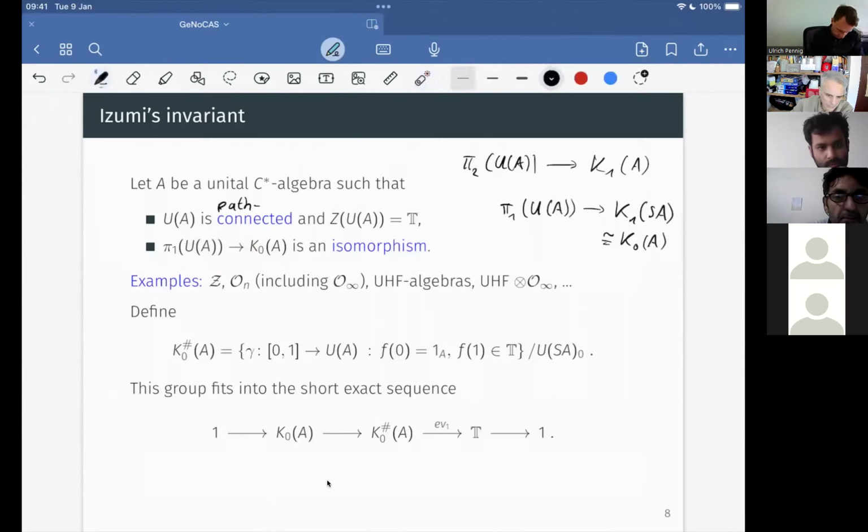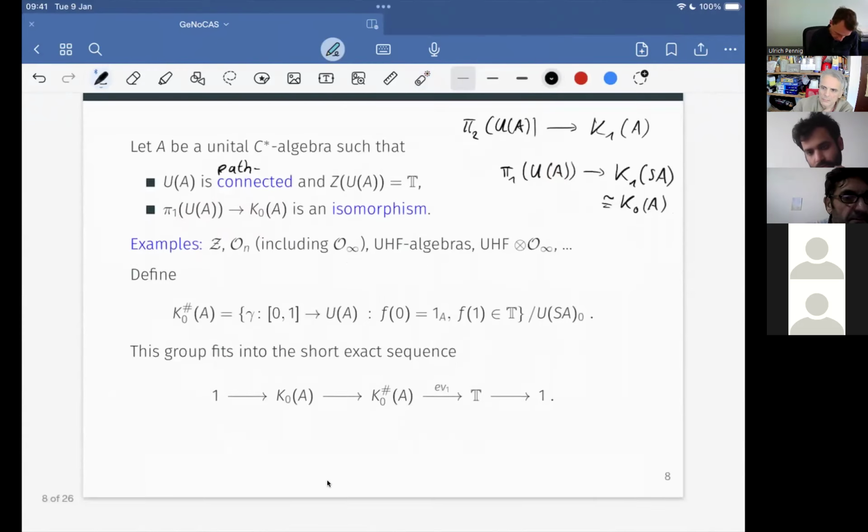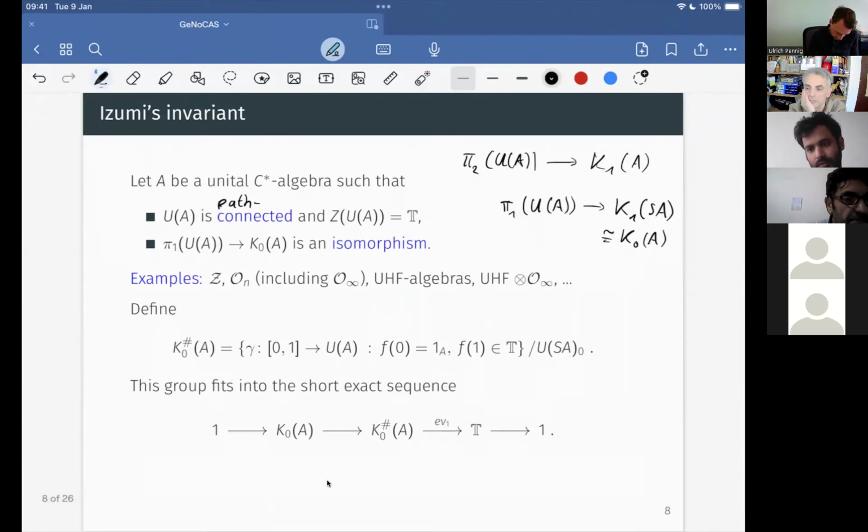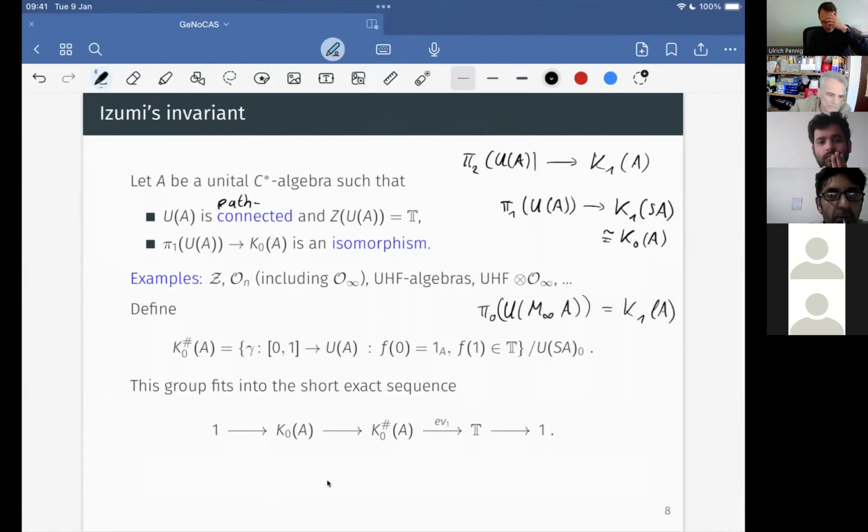So this here is in general not an isomorphism. For general C-star algebras, the problem is always that to get the right homotopy type for the unitary group, you would have to go to infinite matrices or something, right? So for example, this here would be your K1. Right, you need to stabilize.